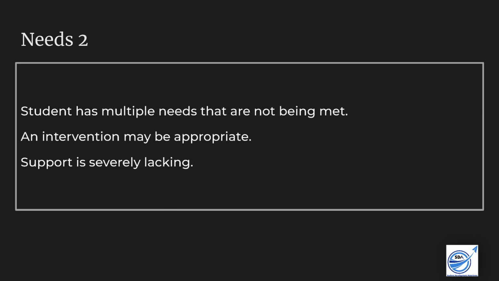With needs level 2, the student has multiple needs that are not being met. An intervention here may be appropriate because support is severely lacking. They need someone in their corner. They need someone to support them and provide additional aid.